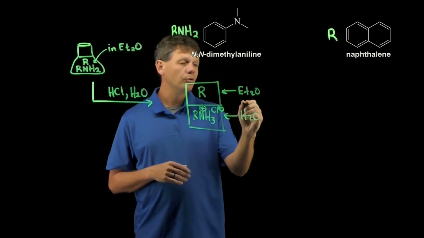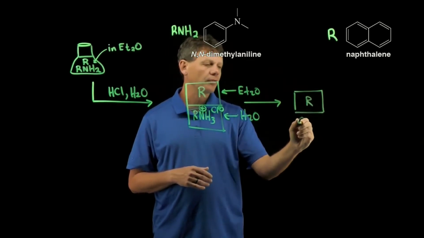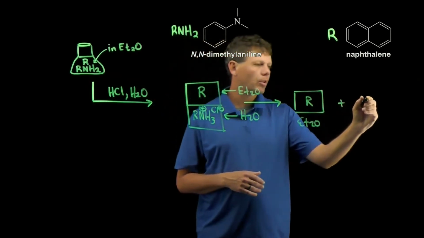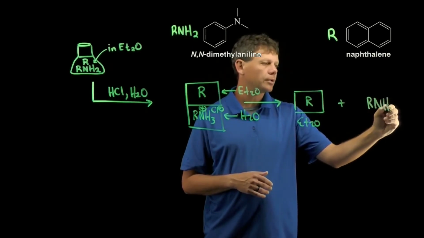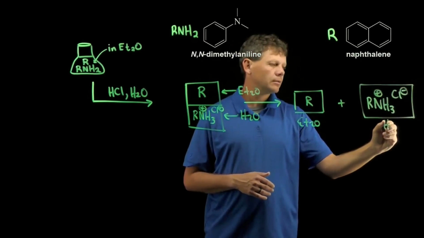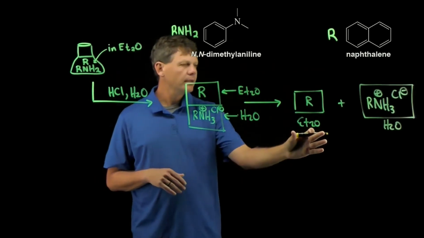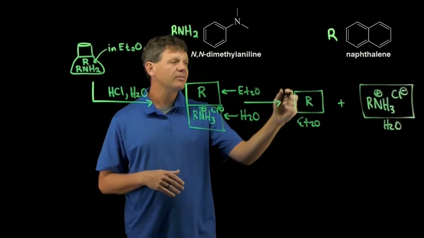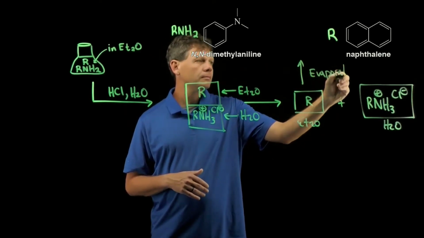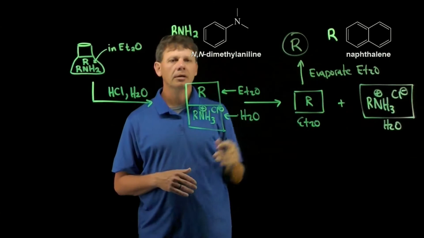At this point, we can now do a separation, giving us compound R dissolved in ether only, and the ammonium chloride dissolved in water. They're separated at this point, but they're not pure. This one is going to be the easiest to purify because we can simply evaporate the ether to give us pure compound R.